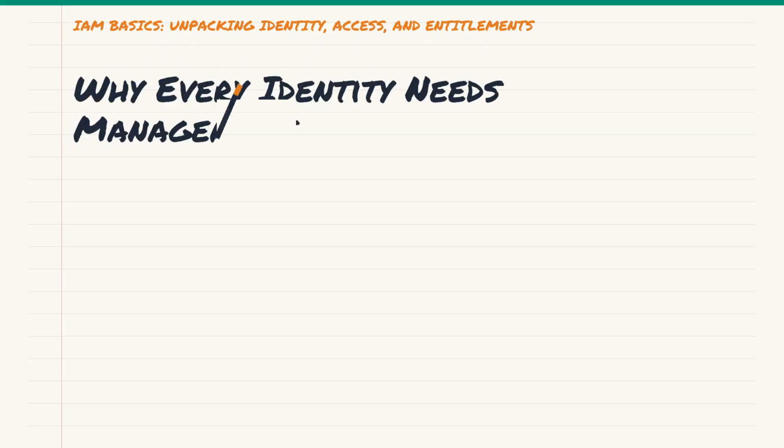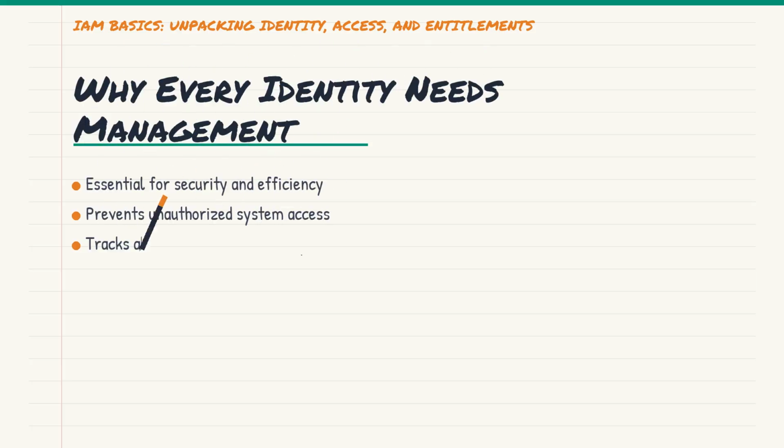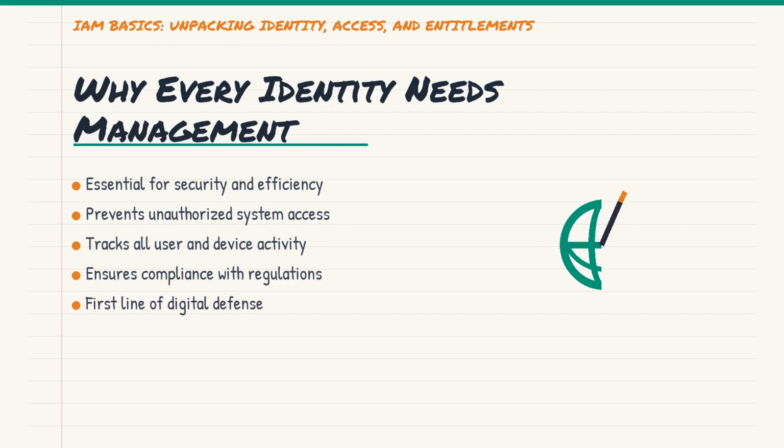So, why bother managing all these different types of identities? Simple: security and efficiency. If we don't know exactly who or what is accessing our systems, how can we protect them? Managing identities ensures that only legitimate users and devices are allowed in and that we can track their activities. It's like having a guest list for a party. You need to know who's coming, who's allowed, and who needs to be politely shown the door. Effective identity management prevents unauthorized access, helps us comply with regulations, and keeps everything running smoothly. It's really the first line of defense in the digital world.